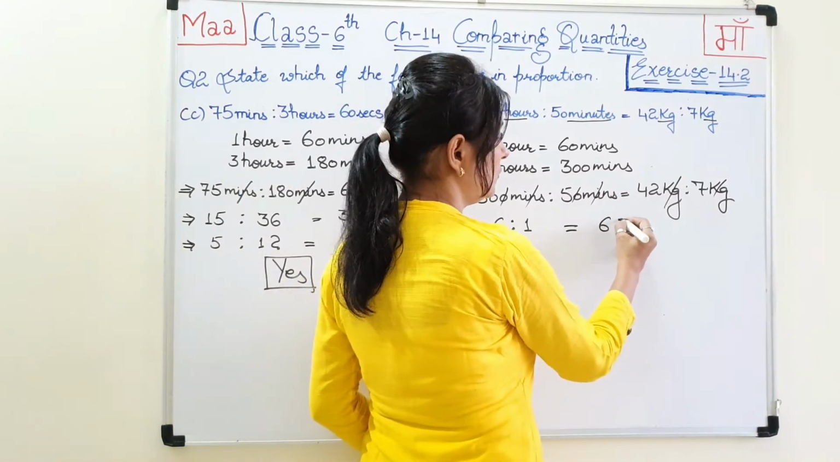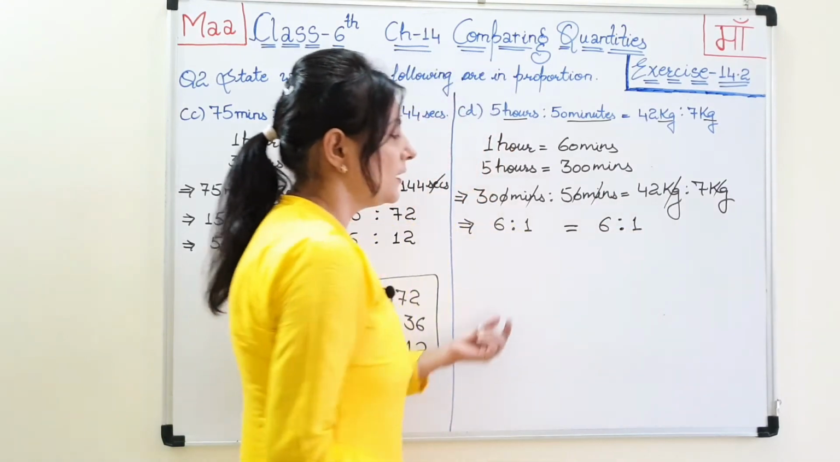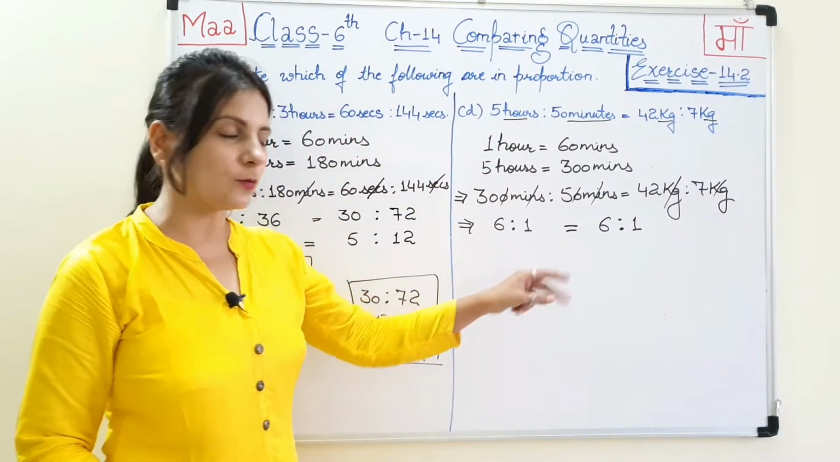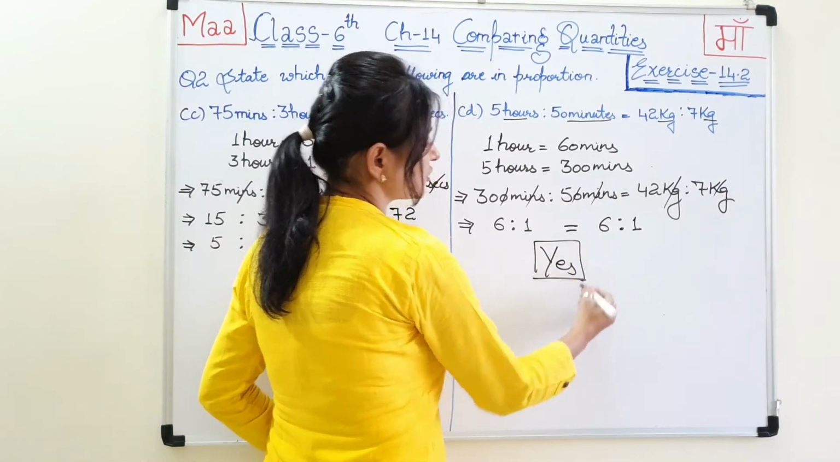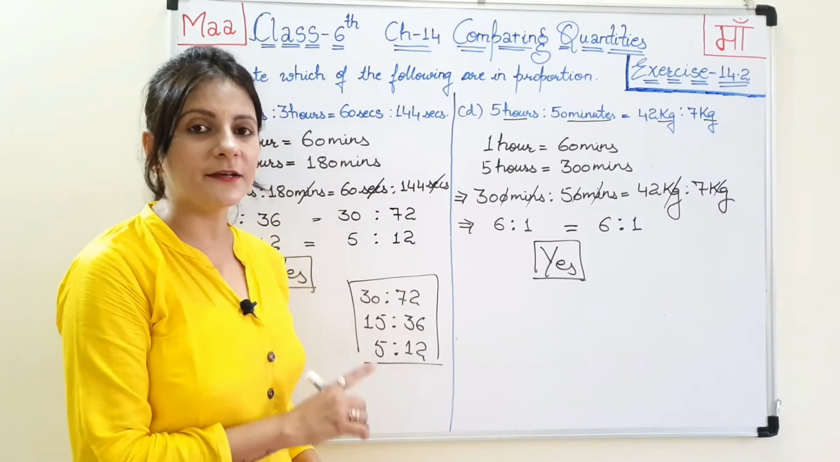7 6s are 42 and 7 1s are 7. Again you can see that left hand side is equal to right hand side. So yes, they are in proportion. Fine students, is it clear?